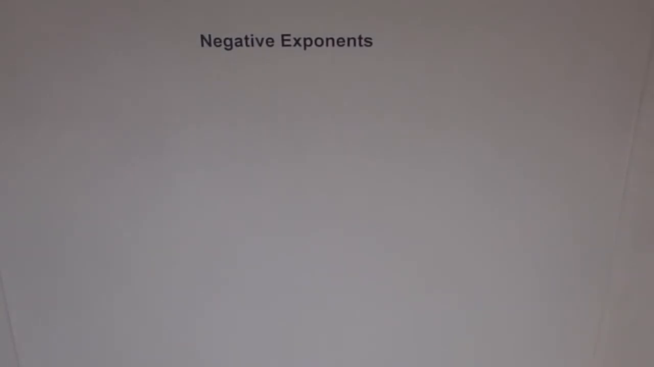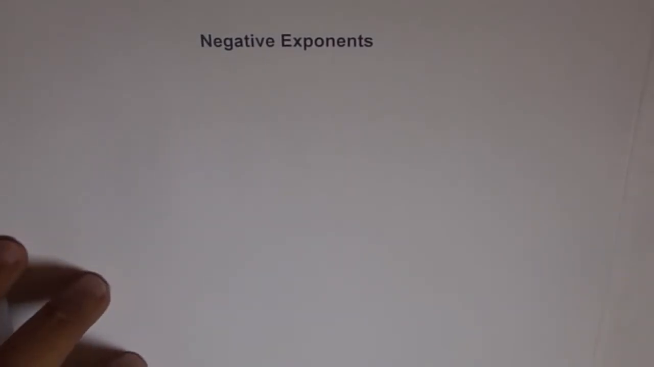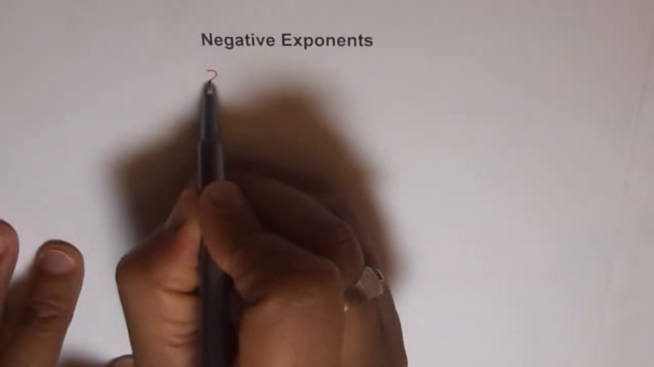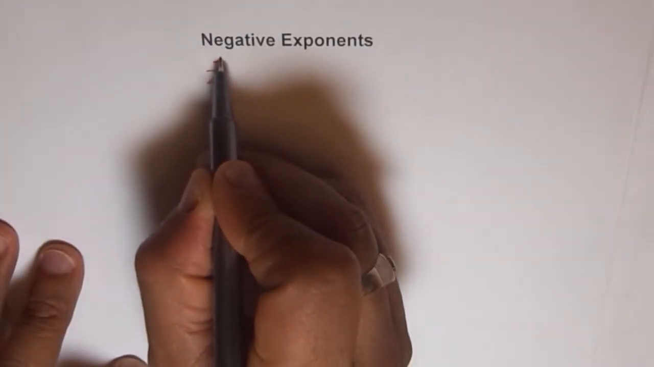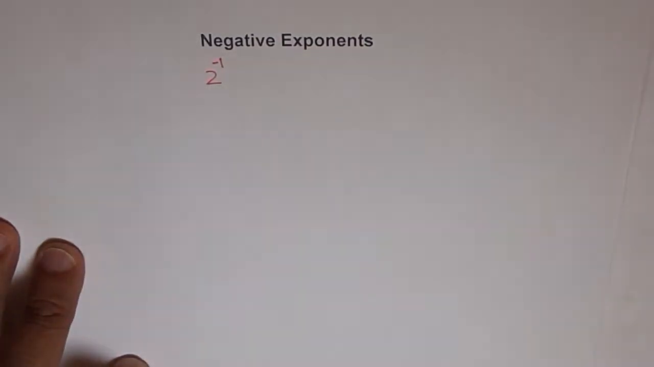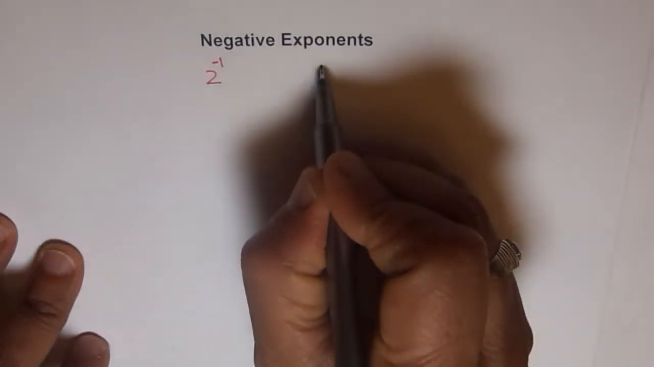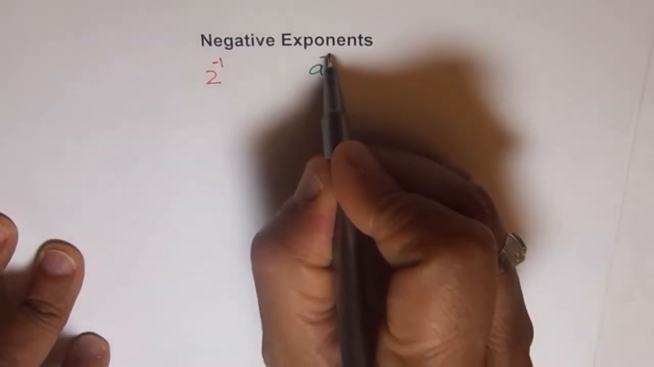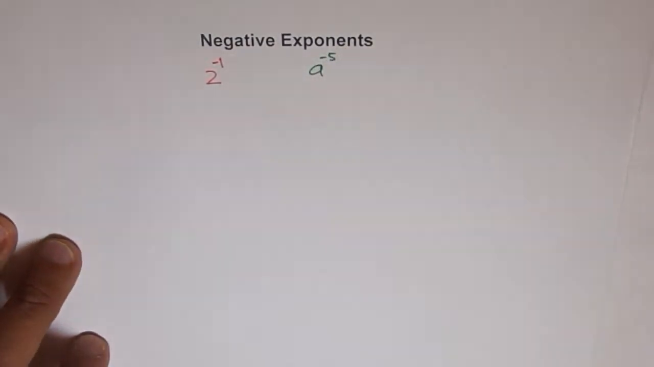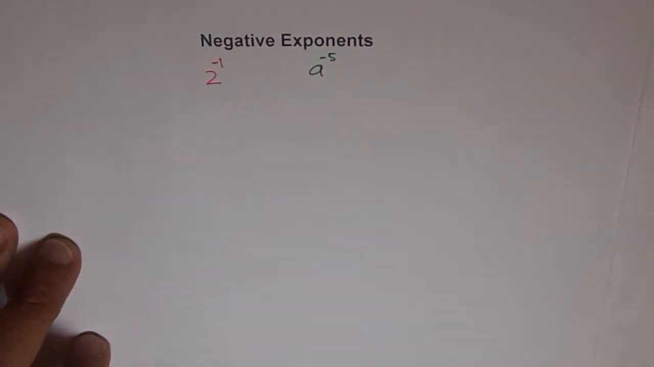Negative exponents. Well, here what are we trying to understand? We are trying to understand what is the meaning of 2 to the power of minus 1, for example. So here, what is the exponent? Minus 1. What is the base? 2. What does that mean? Or if we are trying to understand something like a to the power of minus 5 equals to what? So here again the exponent is minus.